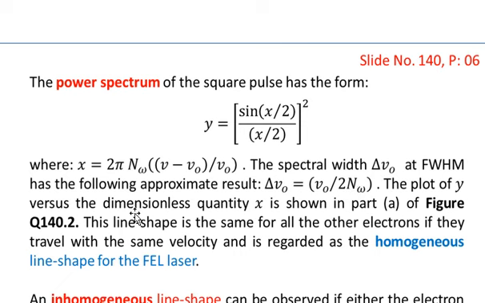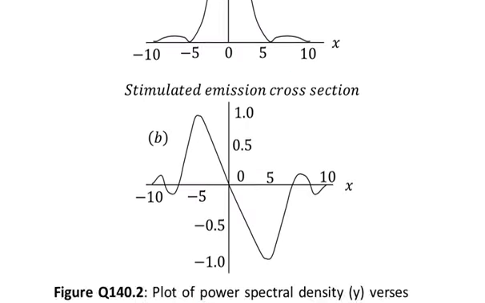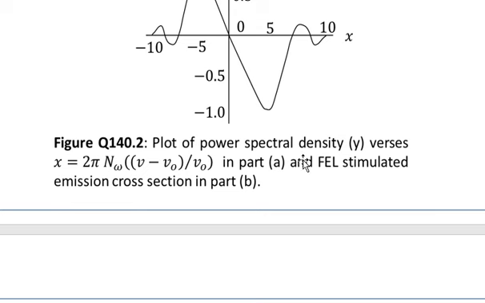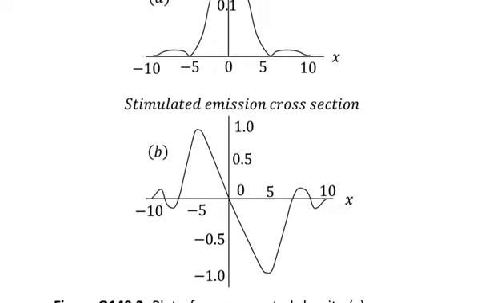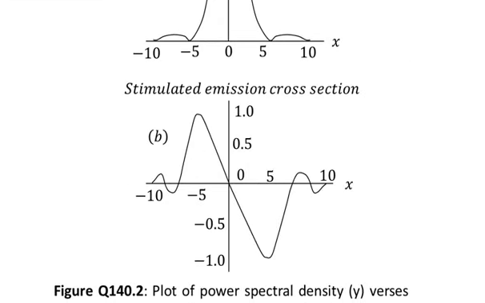The plot of y versus the dimensionless quantity x is shown in part A of figure 2. That is this one. The caption of the figure is plot of the power spectrum density y versus x in part A. So here you see that in part A you are plotting the power spectrum. And you see that this is the power spectrum, which is actually the square of the sinc function.